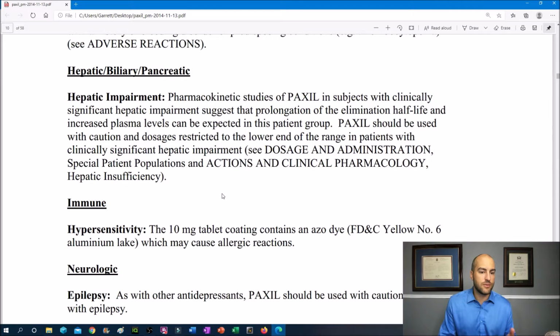I guess we'll talk here about liver impairment. Pharmacokinetic studies of Paxil in subjects with a clinically significant hepatic impairment suggest that prolongation of the elimination half-life and increased plasma levels can be expected in this patient group. Paxil should be used with caution and dosages restricted to the lower end of the range in patients with clinically significant hepatic or liver impairment.